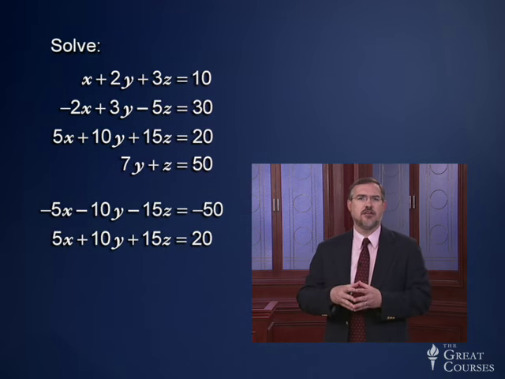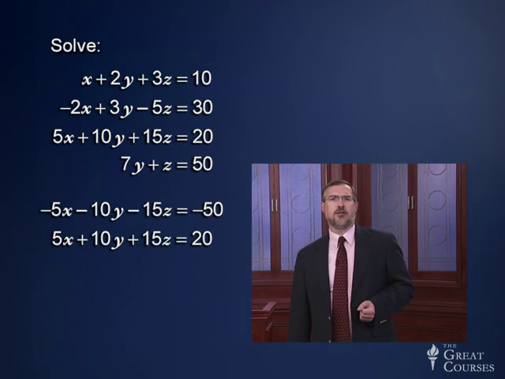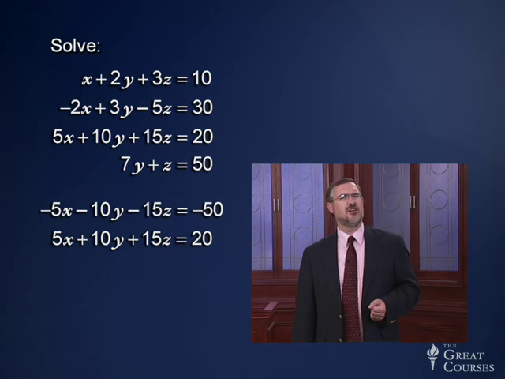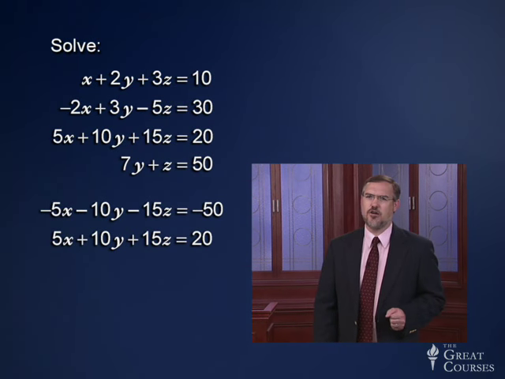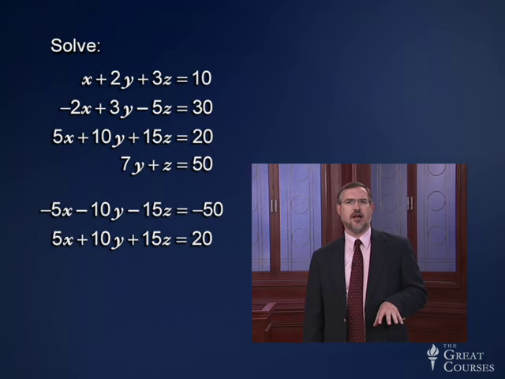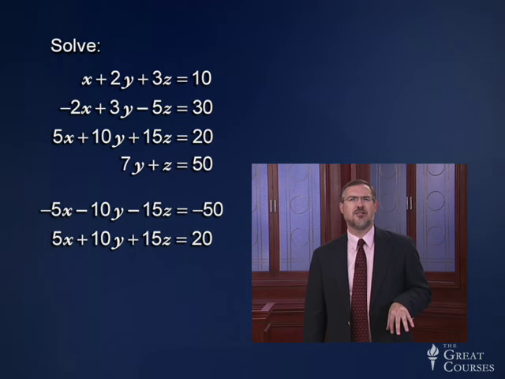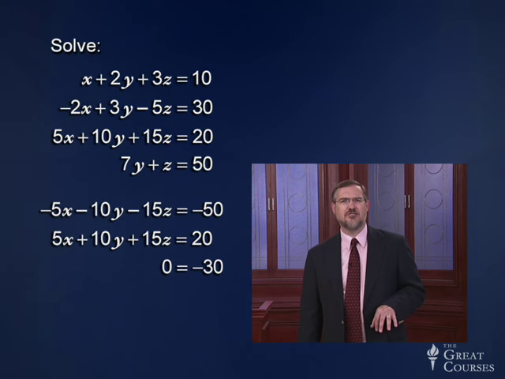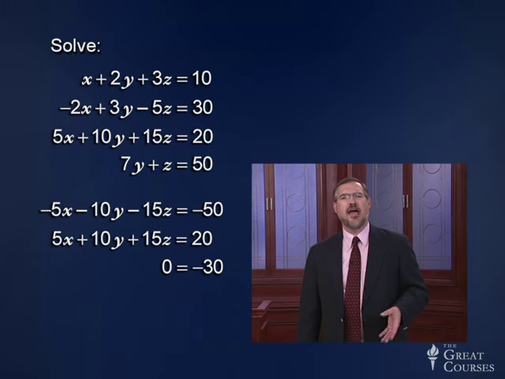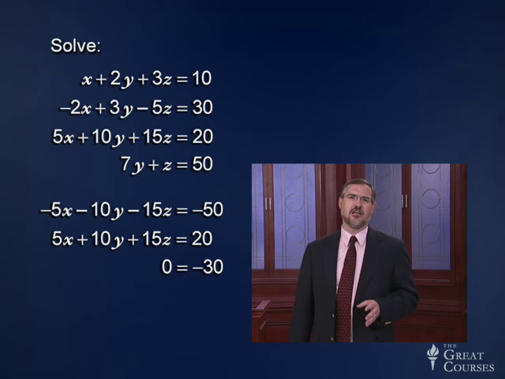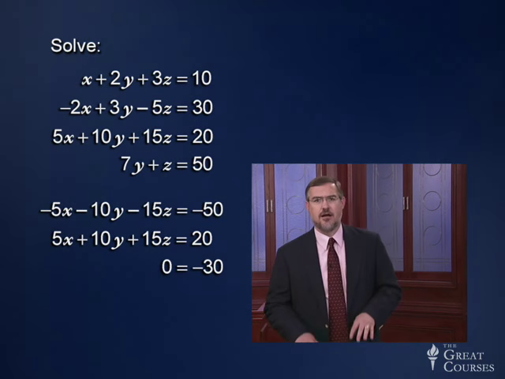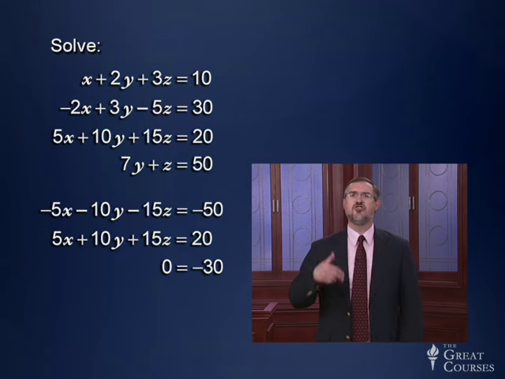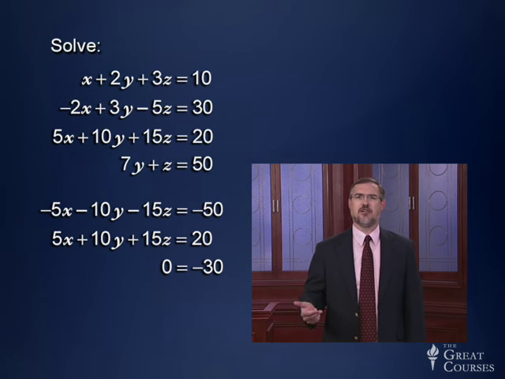We add and we get 0x plus 0y. The y's have also canceled. Well, that's not so bad, but it wasn't my goal, but that's all right. I have 0x plus 0y plus 0z. Actually, everything on the left-hand side has canceled out. And on the right-hand side, I have negative 30. So we haven't done anything wrong, I promise, but now we're down to the equation 0 equals negative 30.